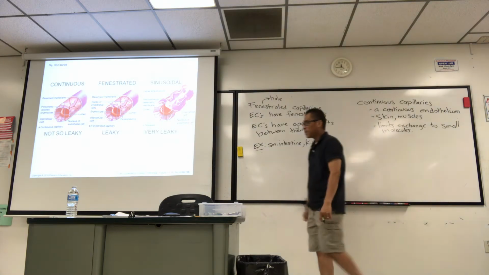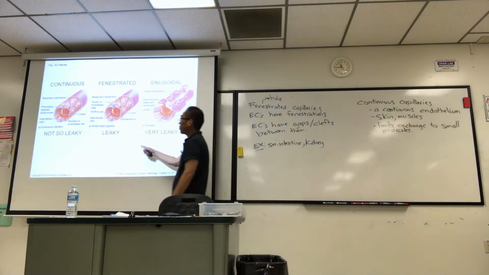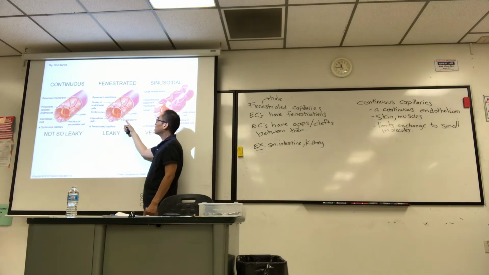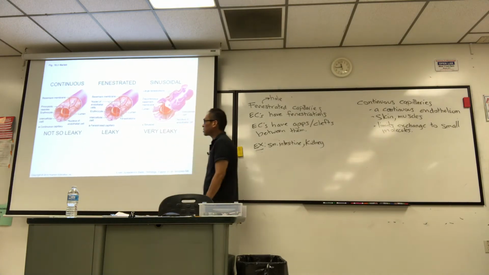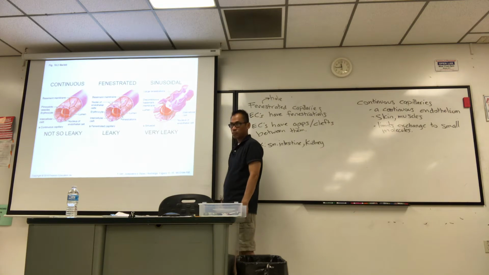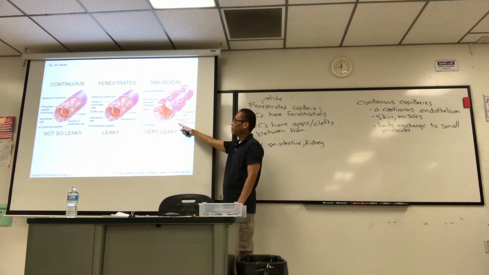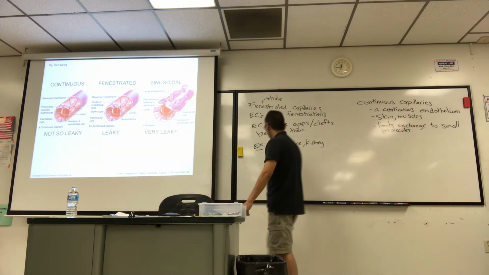So if you notice, they do speckle the ECs with little holes called fenestrations. And you can't see the gaps on this slide very well, but the next slide will show it. This third category, very leaky, are called sinusoidal capillaries.